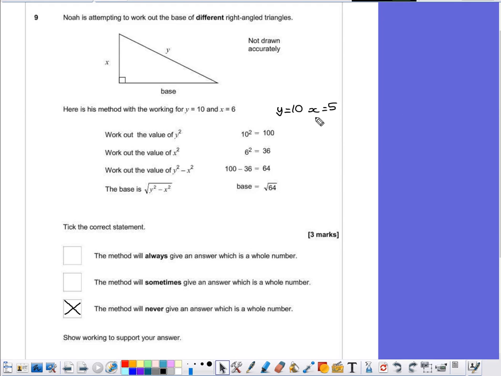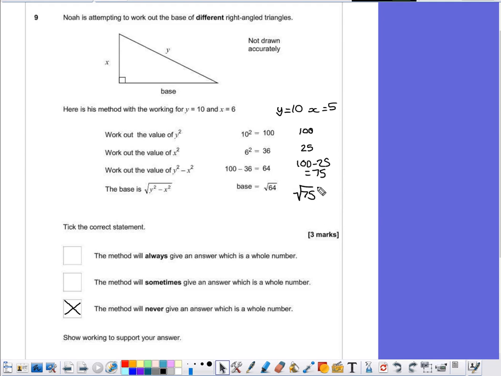Now, it doesn't matter how many of these things you try. As long as you try one or two different variations, any number of examples could work and help to prove our answer. So y squared is 100. Keep it easy by keeping one of the numbers the same. This time x squared would be 25. Find the difference between these two values. 100 subtract 25 is 75. So therefore the base must be the square root of 75.